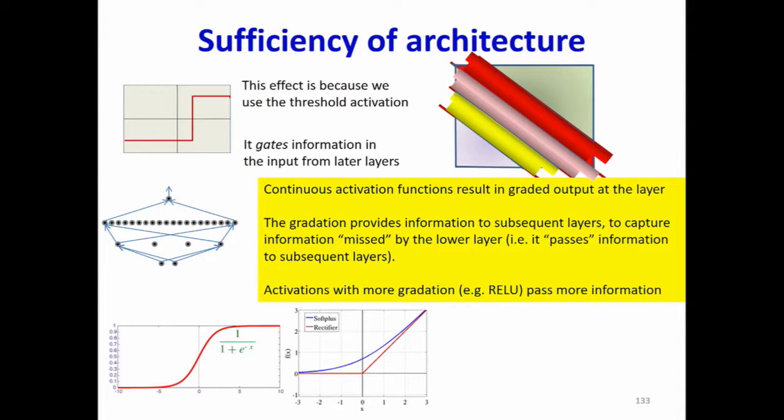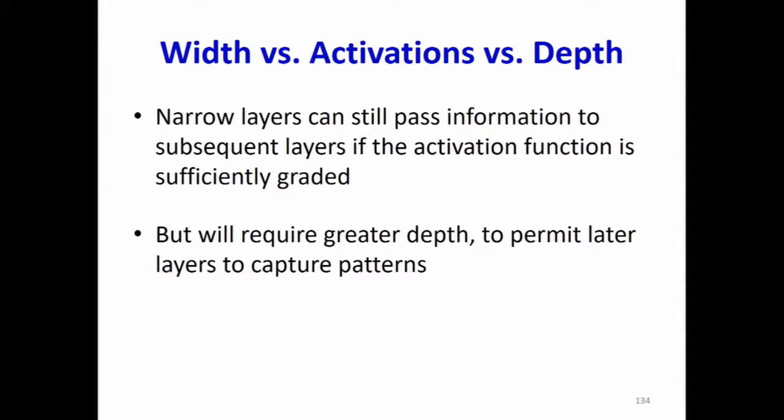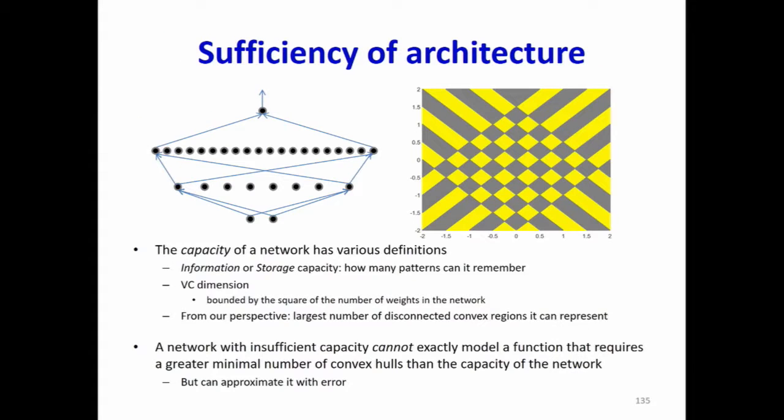That is, it passes information on to subsequent layers, and activations with more gradation, like the rectified linear unit, can be expected to be more effective at passing information downstream while actually also capturing a boundary. Right? So narrow layers can still pass information to subsequent layers if the activation function is sufficiently graded, but then in order to operate on this, you're going to need more layers, greater depth. So to summarize, I'm speaking of a sufficiency of architecture.